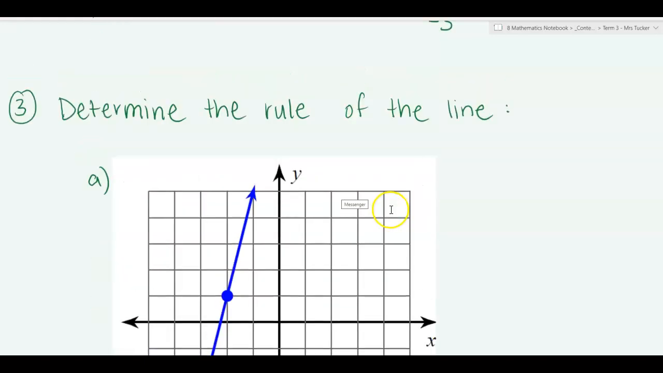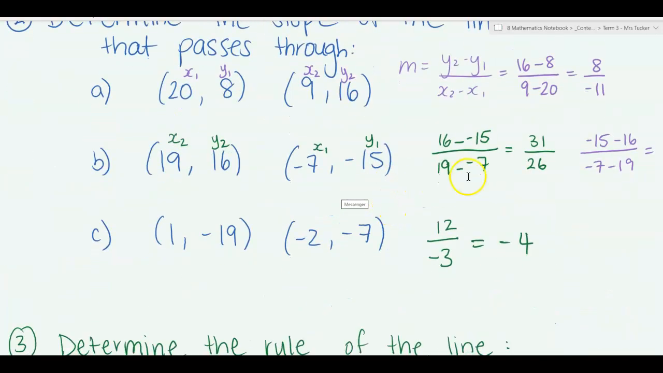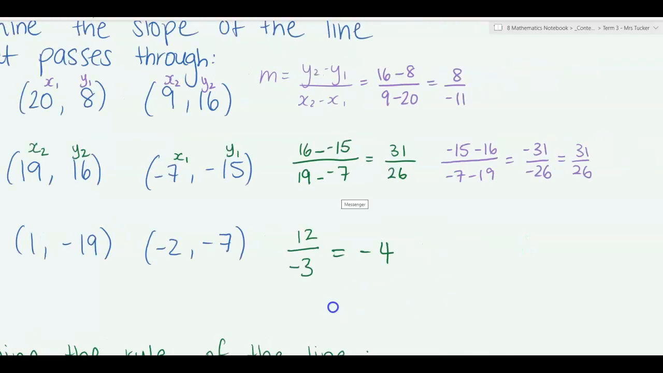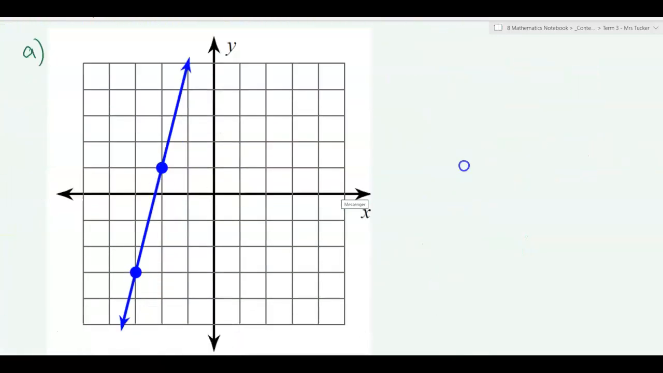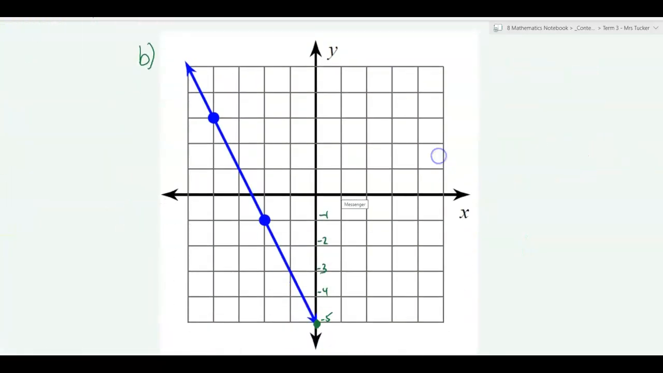Okay, so we looked at two more, determining the slope, y2 minus y1 over x2 minus x1. Now we are down to find the equation of a straight line from a graph. So, where should I start? The bottom. Where should I start? Josephine.